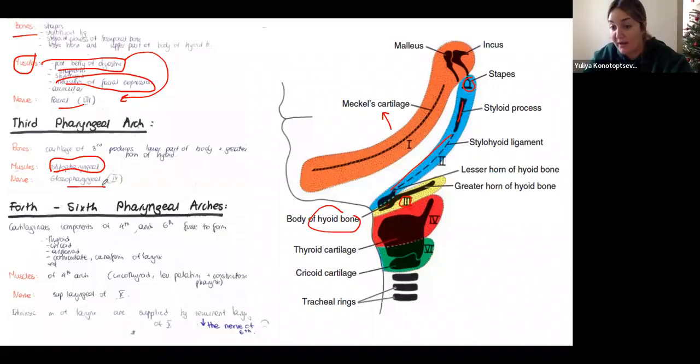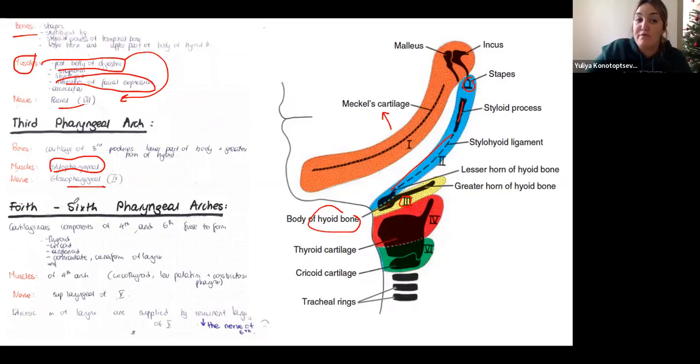So now you know why, or if they ask you why, you're going to say that the reason this is the only muscle in the pharynx that has nothing to do with the vagus, right, is because it didn't come from the fourth, sixth pharyngeal arches. It came from the third pharyngeal arch, and the innervation of the third pharyngeal arch is a glossopharyngeal nerve.